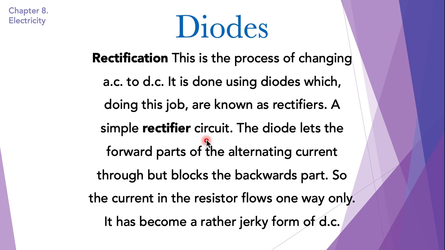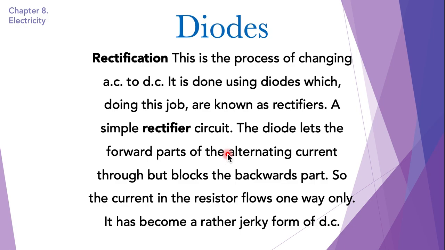So this is a simple rectifier circuit. The diode lets the forward part of the alternating current through but blocks the backwards part. So the current in the resistor flows one way only. It has become a rather jerky form of direct current.